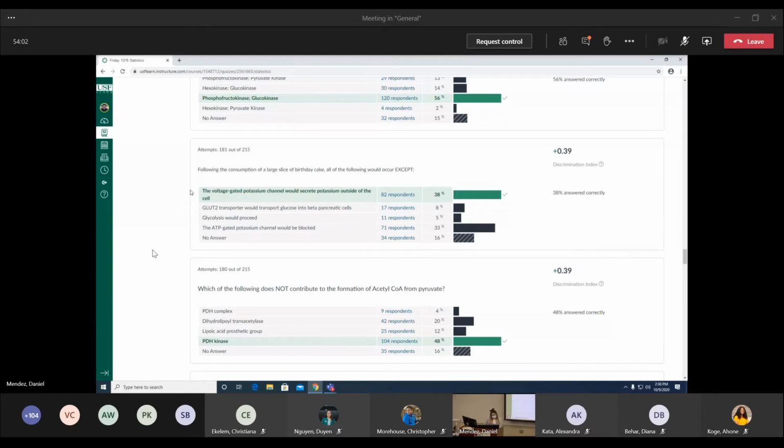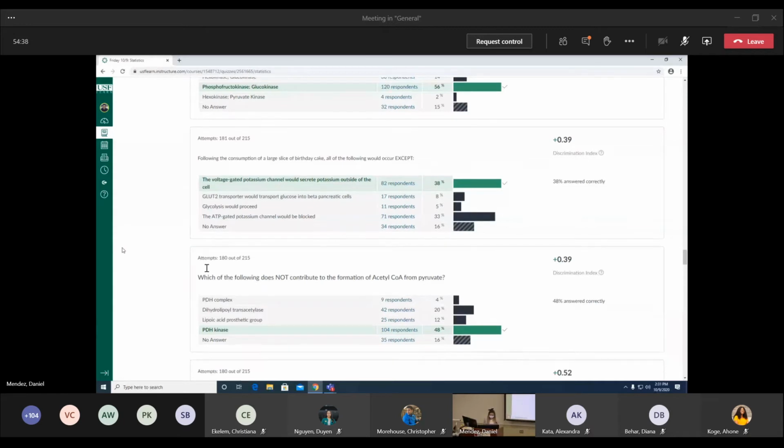Following the consumption of a large slice of birthday cake, all the following would occur except, so this is just making sure you know the pathway to release insulin. So initially, your GLUT2 transporter would transport glucose into beta pancreatic cells, and then glycolysis would proceed, and that would increase the amount of ATP in the cell so that the ATP-gated potassium channel would be blocked, and that depolarizes the membrane. And so your calcium would enter through that voltage-gated channel. So voltage-gated potassium channel doesn't exist, so that's why that's false.